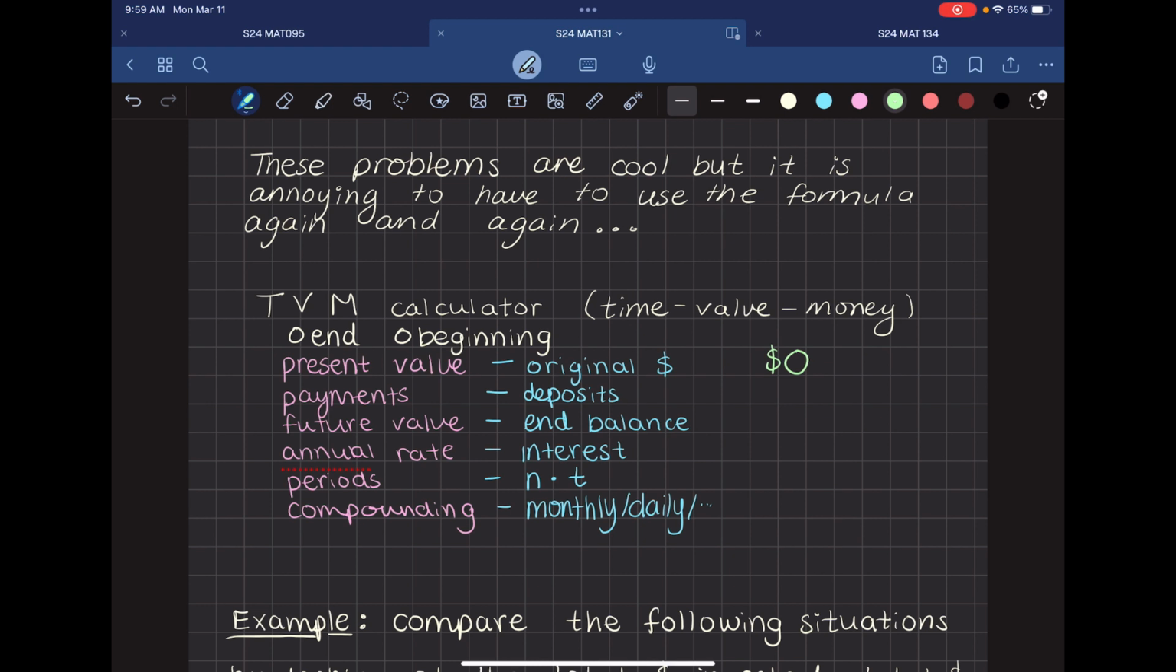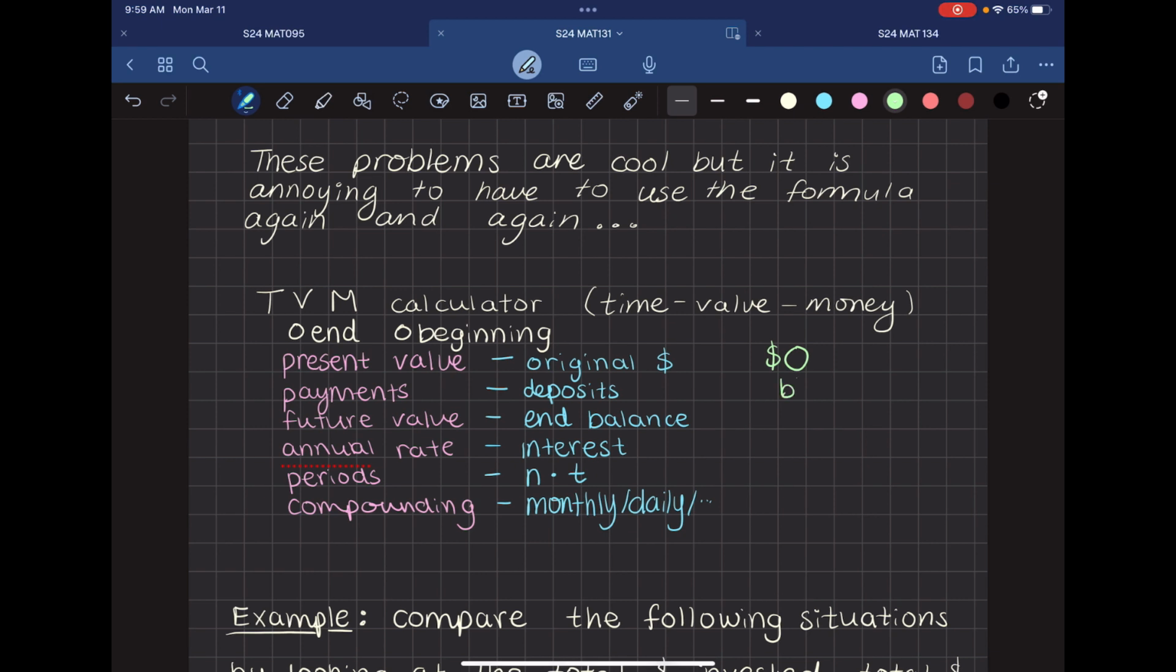And then you can put in your payments, which would be your deposits in the situation of a savings annuity. And this one we didn't actually know. So this one we would have left it blank if we were trying to do the previous problem. The future value is the amount that you're going to have at the end. And we knew this one, and it was $1 million.